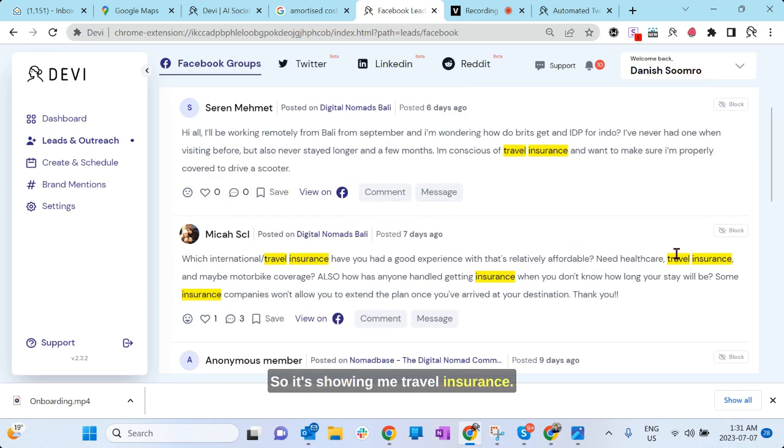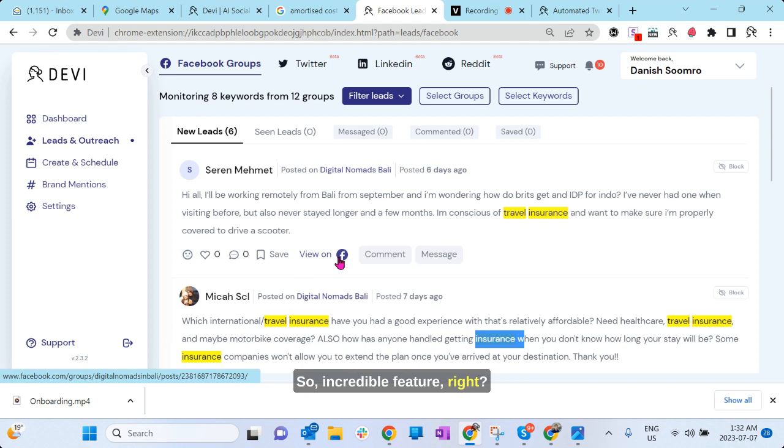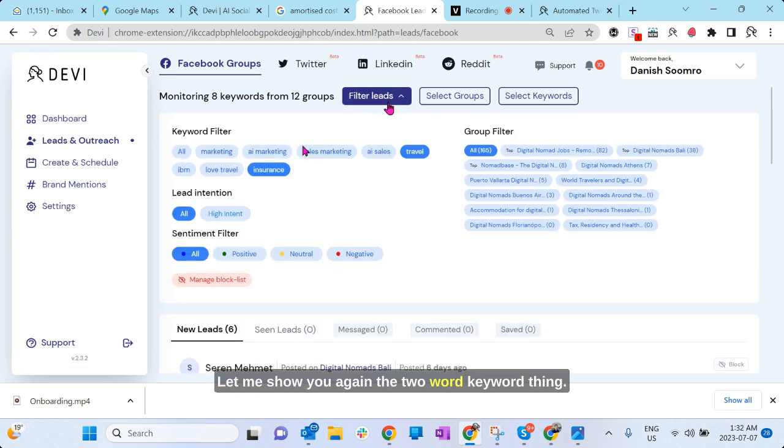It's showing me travel insurance. Both the keywords are mentioned here. This could be highly important for you to further filter down the leads, because you might get so many leads if you're just adding one keyword, but you can filter them. So if you're selling insurance and you want to target travel insurance, I can add travel insurance and it's going to show me all those posts. Incredible feature, right?